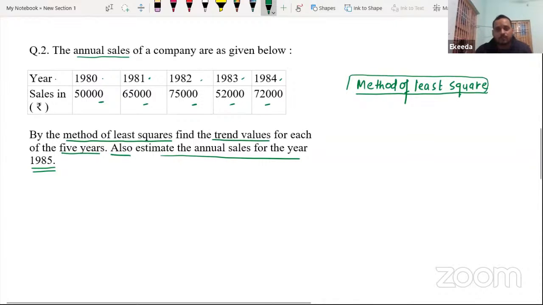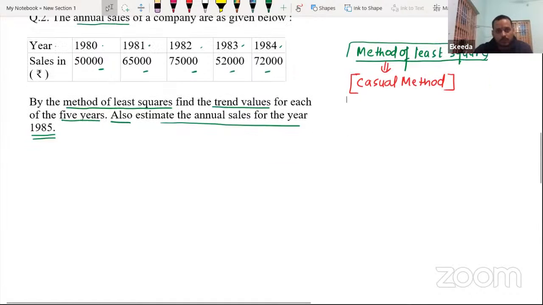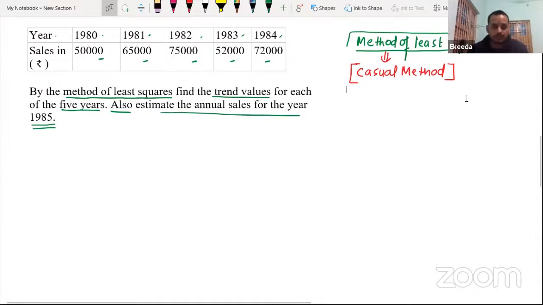This method is one of the parts of the causal method, that is, the method of least square. So what we will do, first we will make the table.